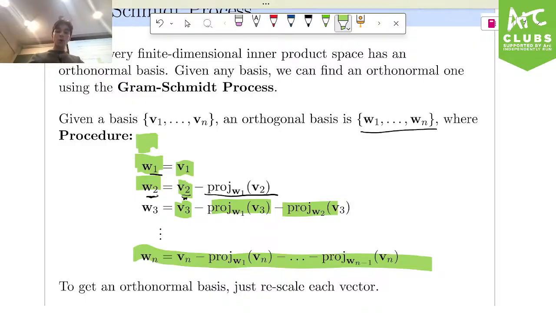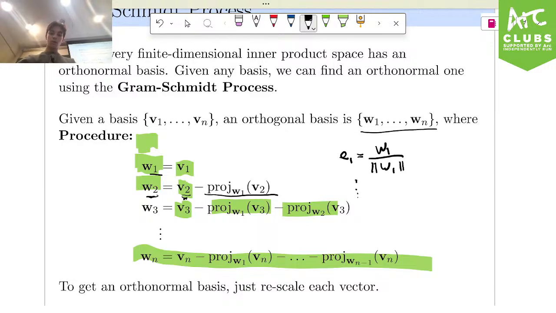Of course, we want an orthonormal basis, not just an orthogonal one. So for each of these w's, we're going to have to rescale them. So our first basis vector will be w1 over its magnitude. And obviously we repeat that all the way up to en, which will be wn over the magnitude of wn. That makes sense so far?